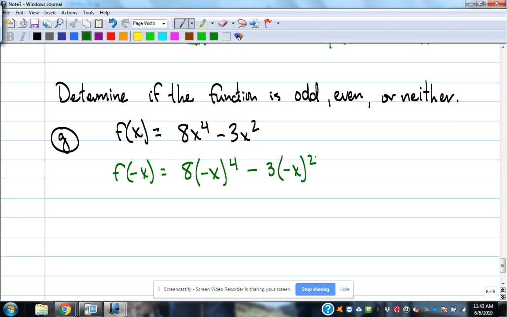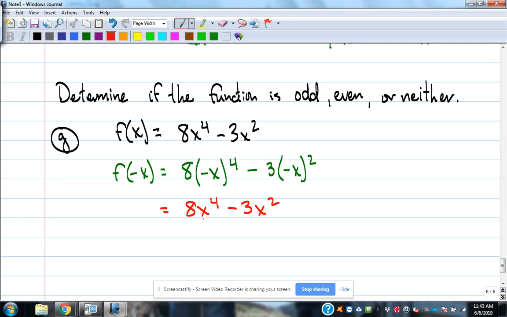Anytime you raise a negative number to an even power, it turns it positive. So (-1) to the fourth power is going to be positive 1, and x to the fourth power is just going to be x to the fourth. So that's going to work out to be 8x to the fourth. Same thing happens here. I got (-1) squared, it's positive 1. x squared is x squared. So 1x squared times negative 3 is still negative 3x squared.